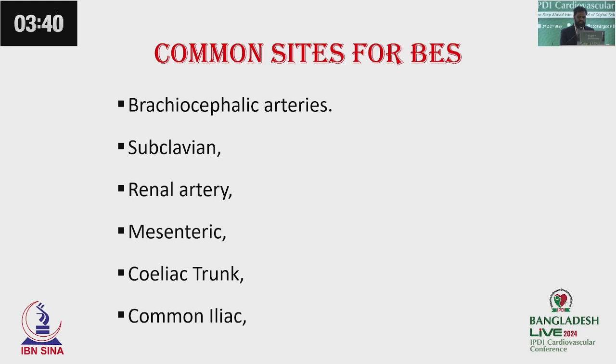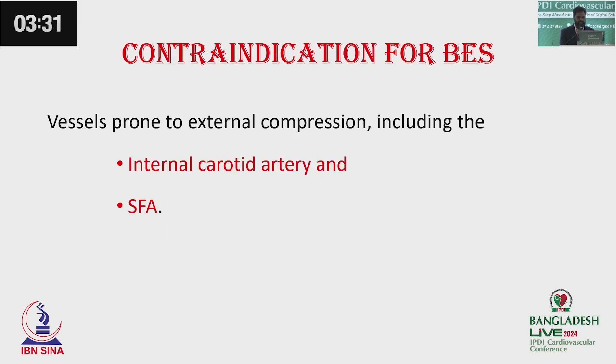Common sites for use of balloon expandable stents are the brachiocephalic trunk, subclavian artery, renal artery, mesenteric artery, celiac trunk, and common iliac artery. It is contraindicated, and we don't use balloon expandable stents, for vessels where external compression is present, including the internal carotid artery and SFA, the superficial femoral artery.